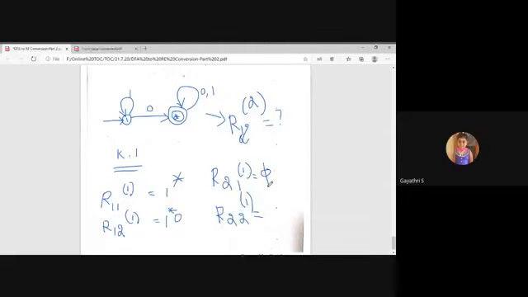Again, the last one, R22 of 1. I equal to 2, j equal to 2, k equal to 1. So R22 of 0 plus R21 of 0, then R11 of 0 closure, R12 of 0.